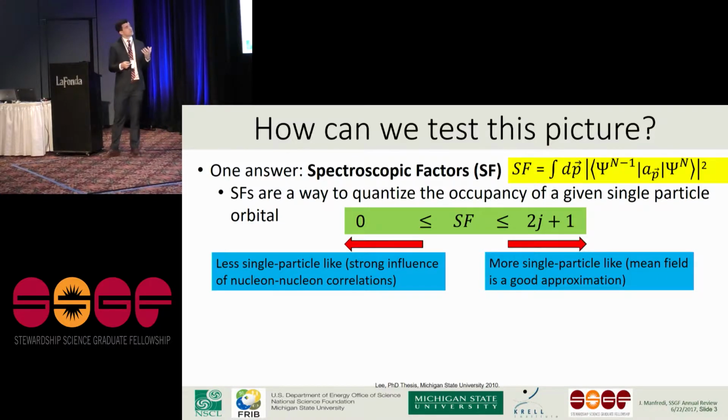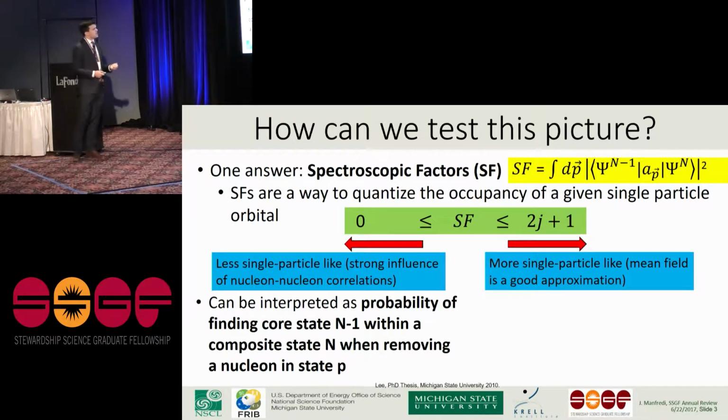And those of you that have taken quantum mechanics might look at this equation up here, and it's an amplitude, and then you're squaring it. It sort of looks like a probability. And I think that you can think about it that way. It's a probability that if you have some n-body nuclear state, and you pluck off a nucleon in state P, say, what's the probability that you're going to find a specific N-1 body state inside of that.